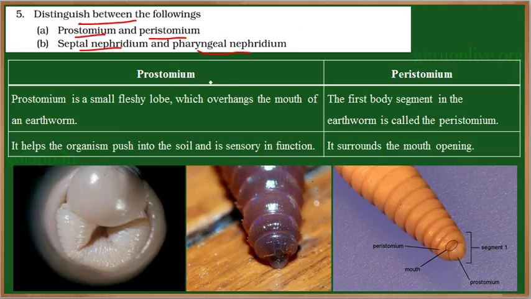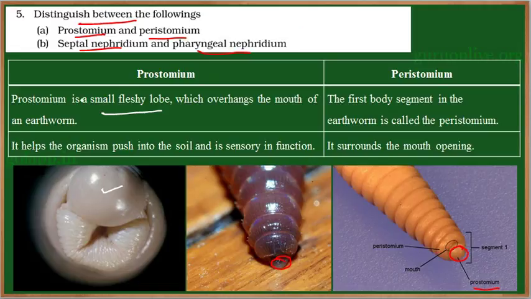Now these terms come under the mouthparts in the earthworm. So here we can see the prostomium. This enlarged portion is a prostomium. They are small fleshy lobes. They are fleshy in nature. They are overhangings from the mouth. So this is the mouth, and from the mouth it is hanging or protruding outside.